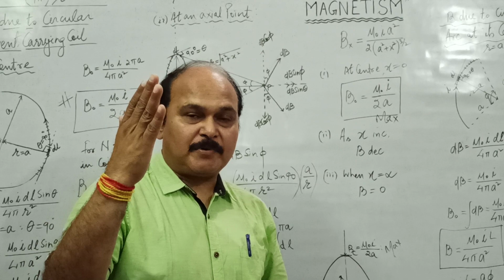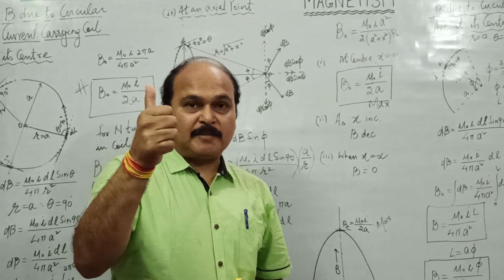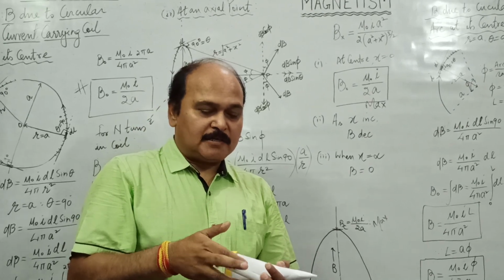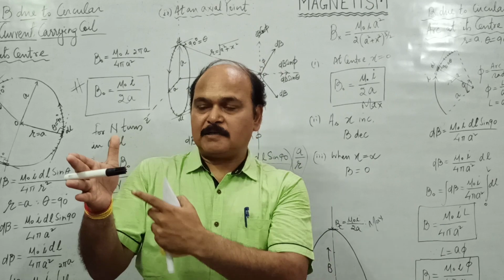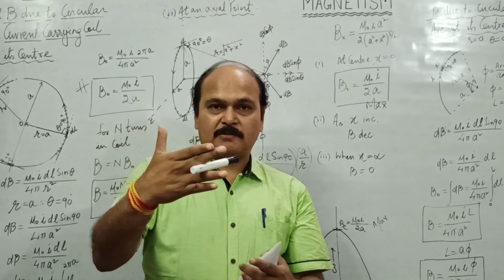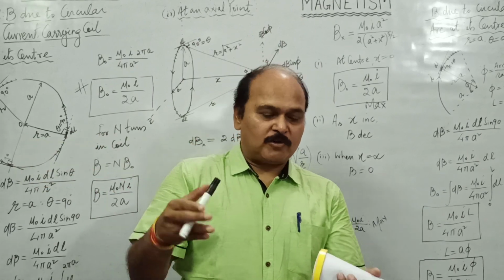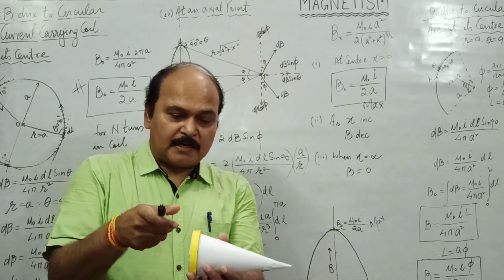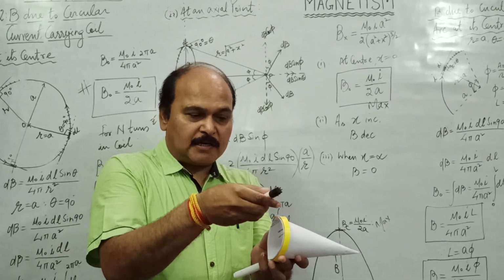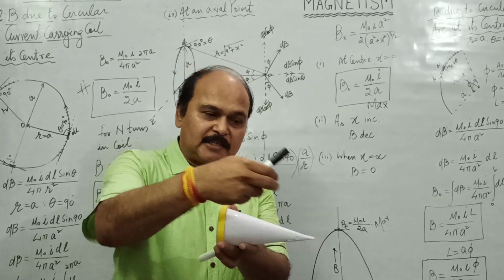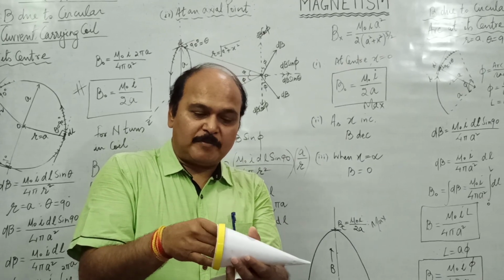According to Fleming's right hand palm rule, if you place the current carrying conductor along the thumb, then the direction of magnetic field at any point is the direction normal to the palm, like this. If this is the current carrying conductor, the magnetic field direction is the direction of this pen. So what is the direction of magnetic field because of a current carrying element dl here, at this point? That direction I am going to find out using Fleming's right hand palm rule.